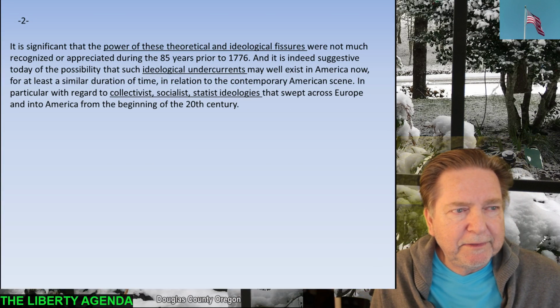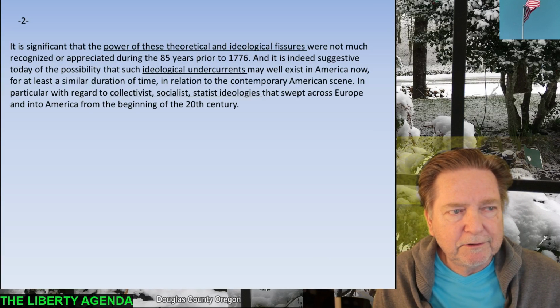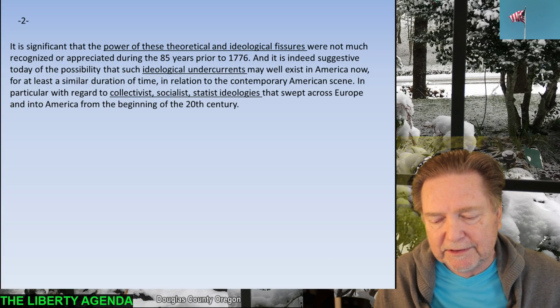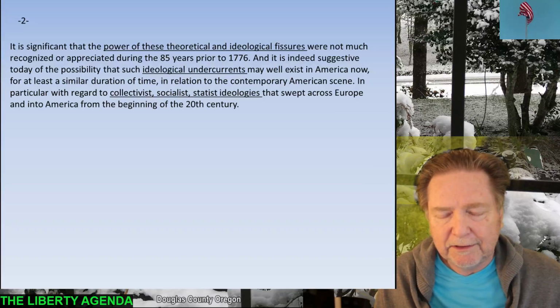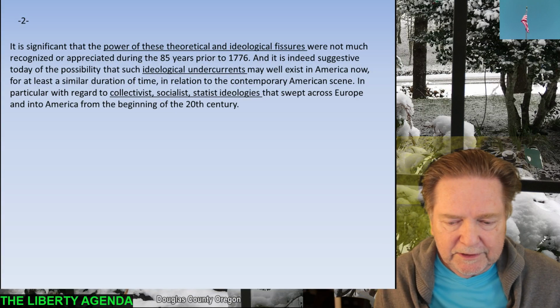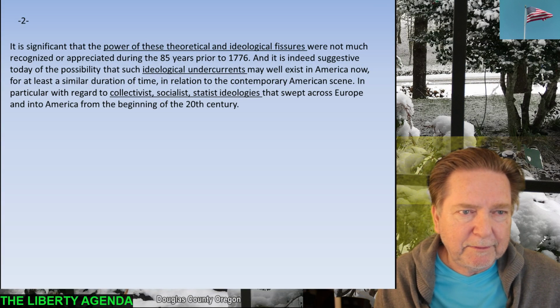It's significant that the power of these theoretical or ideological fissures were not much recognized or appreciated during the 85 years prior to 1776. The theory of empire was really a mercantilistic way of expansion, and the various colonies throughout these countries like Spain and France and Britain were using these colonies as economic assets.